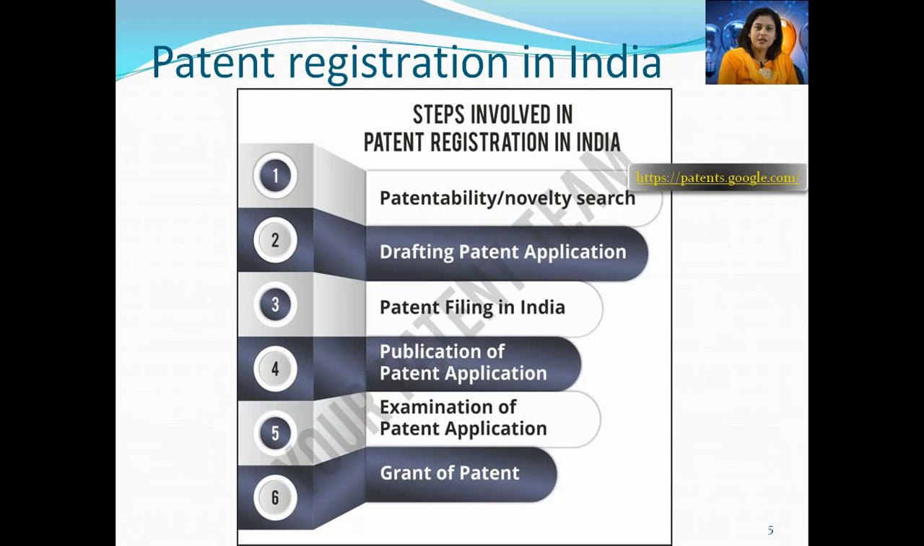Secondly comes drafting of the patent application. The third point is that after drafting, you have to file the patent. The fourth point is publication of the patent application. Then comes examination of the patent application, and finally the grant of patent.